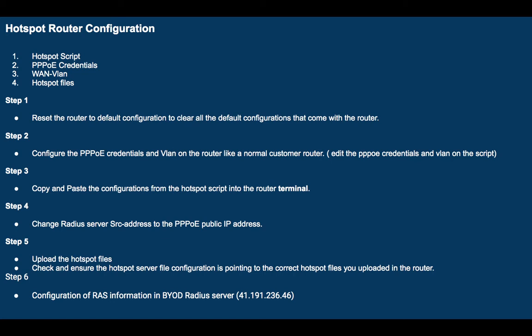So basically what we are saying here is, remember when you get a PPPoE credential, it's going to come with a public IP, and that public IP is the one that we're going to use to configure on the source address under the RADIUS connectivity.